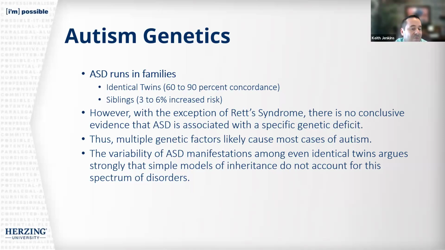However, with the exception of Rett syndrome, there is no conclusive evidence that autism spectrum disorder is actually identified with a specific genetic deficit. So as you can see, there's lots of areas out there they're looking at, and it's still not completely and fully understood. There are numerous other possible genes and chromosomal regions that have been identified that could play a role.